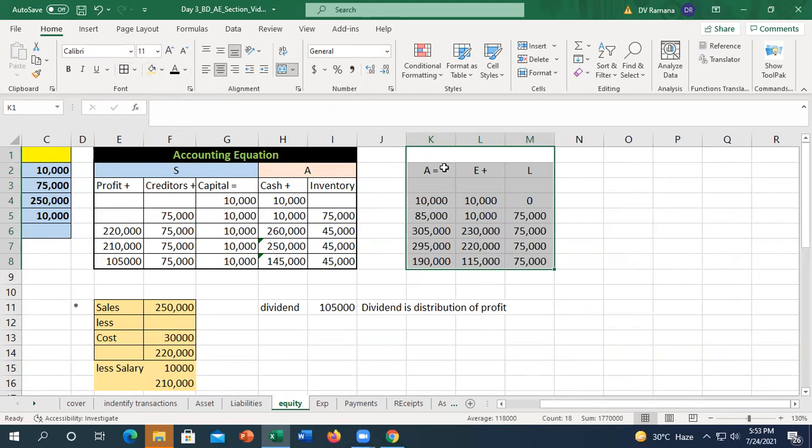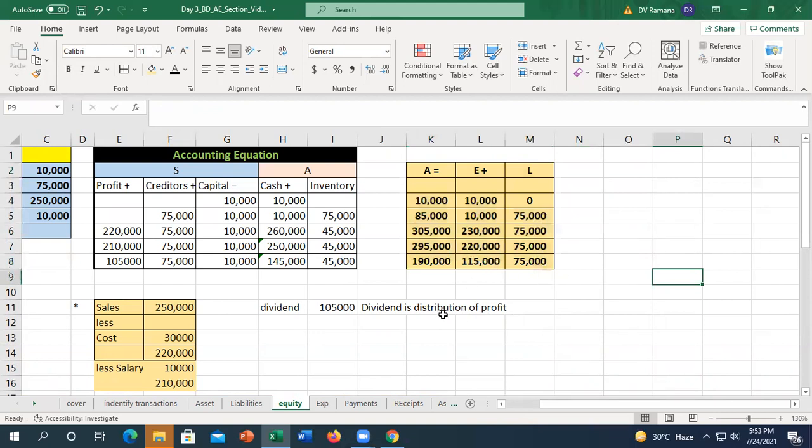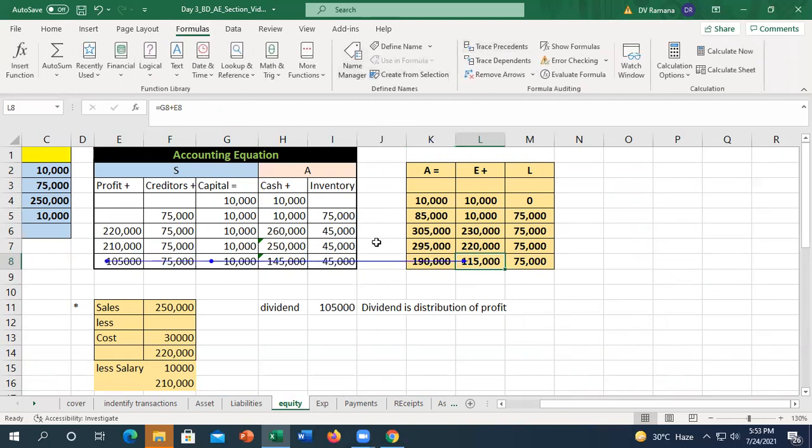Now, if you convert this or observe it as a condensed accounting equation, we know that the accounting equation is A equals E plus L. At any point of time, A should be equal to equity plus liability. So from the first phase, the assets are 10,000, the corresponding equity is 10,000, and no liabilities on this date. If I pick up the last one, A will be equal to E plus L. And on the last day, the equity is equal to capital plus profit, 10 plus 105, that is 115.